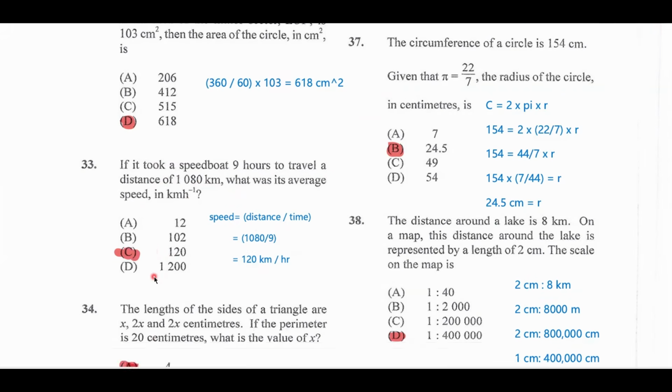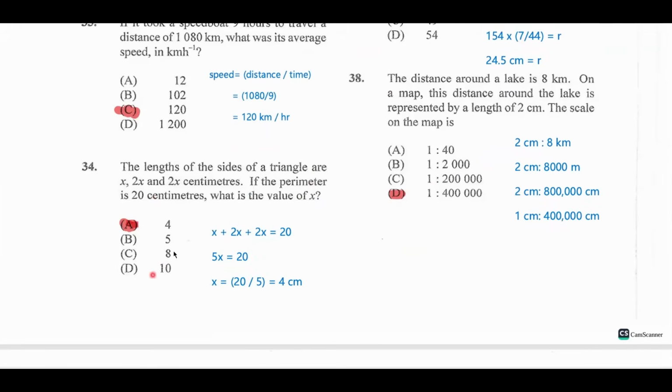That is C. 34. The lengths of the sides of a triangle are x, 2x, and 2x cm. The perimeter is 20 cm. What's the value of x? If we add all three sides, you'll get 20. x add 2x add 2x is 5x equal 20. So x will be 20 over 5. You get 4 cm.